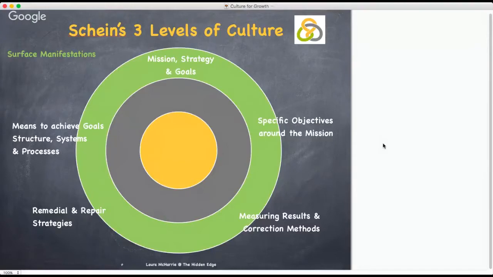Surface manifestations, these are the artifacts, the rituals, the myths, and the legends that send out a message to all concerned of what makes your organisation tick. It's about the mission and the strategies and the goals. It's the specific objectives around the mission that you set out for your business. It's the measuring of the results and the correction methods that you might put into place, the remedial and repair strategies. And it's the means to achieve those goals, the structure, the systems, and the processes. All very obvious and specifically communicated actions around your business and what it is that you want to achieve.